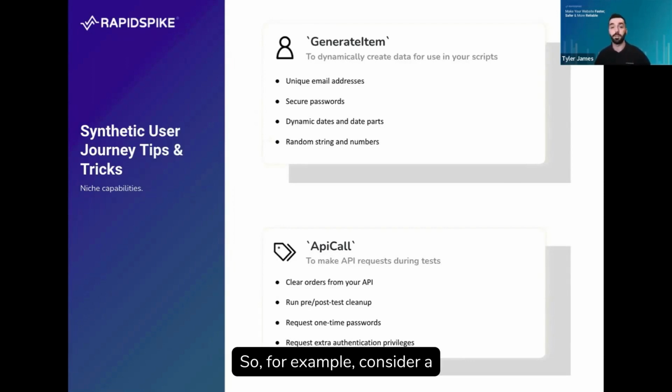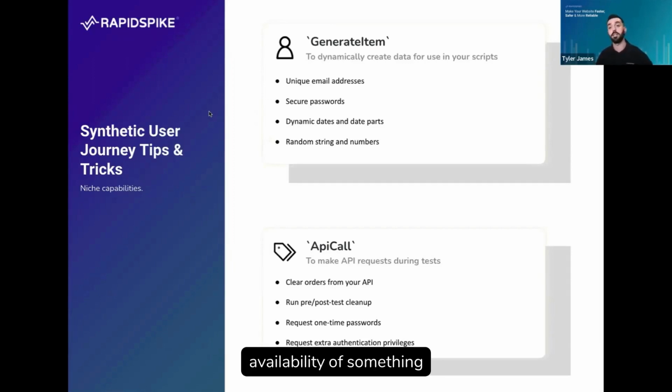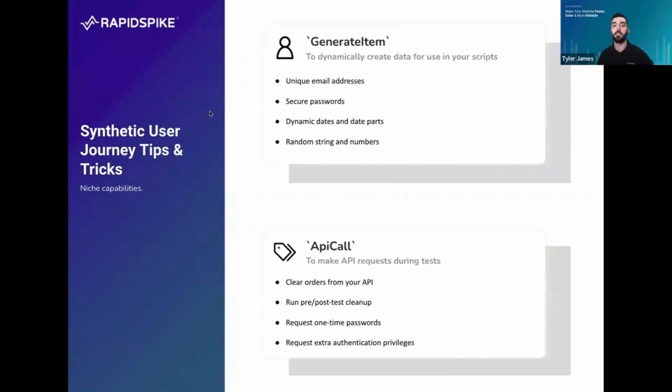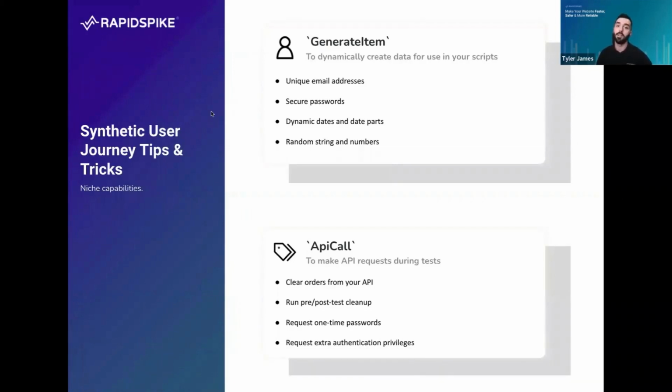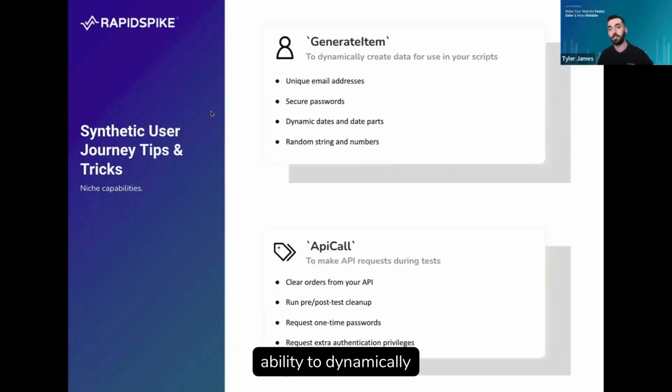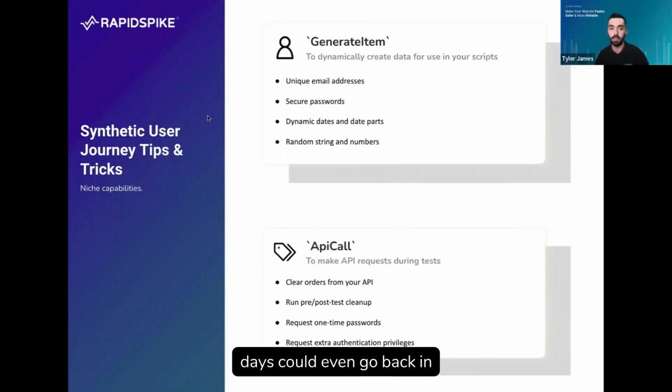So, for example, consider a journey that searches for the availability of something between 2 dates, say hotels or holidays, something like that. If you hard code those dates into the script, they will eventually pass and your tests will start to fail. So this action gives you the ability to dynamically create the dates to use on every test and nudge them forward by an amount of time, such as +3 months or +7 days. You could even go back in time if you wanted.